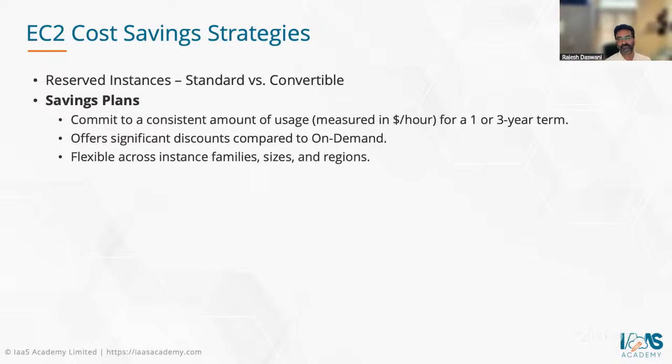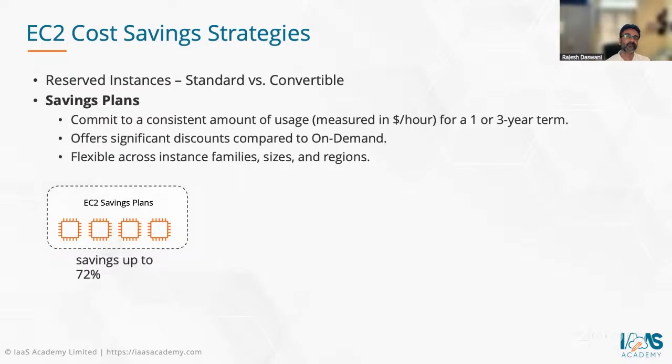Instead, you just say, I'm willing to commit to, I don't know, $5 an hour for the next 1 year or something like that. And then you get a discount on your on-demand pricing to consume that commitment. Now, there are 3 different types of savings plans. There's the EC2 savings plan. This will give you the largest amount of discount, up to 72% off the on-demand price, but it's only applicable for EC2 instances. So your money that you've committed is only going to be applicable to EC2 instances.